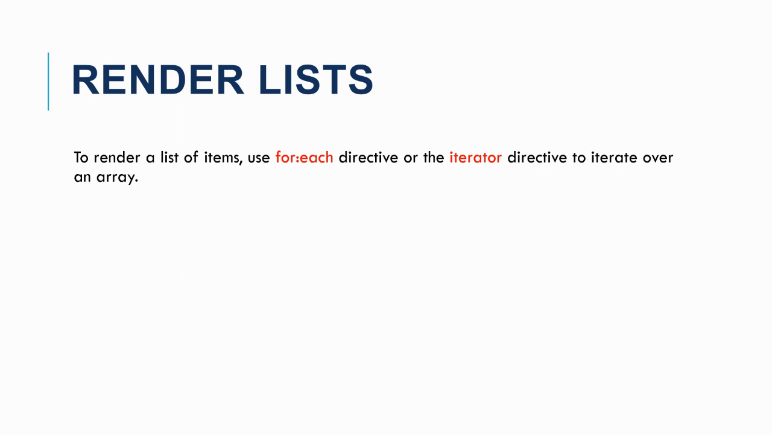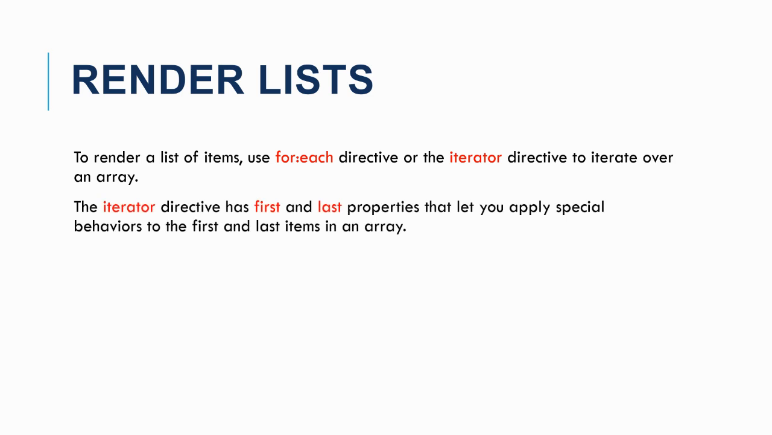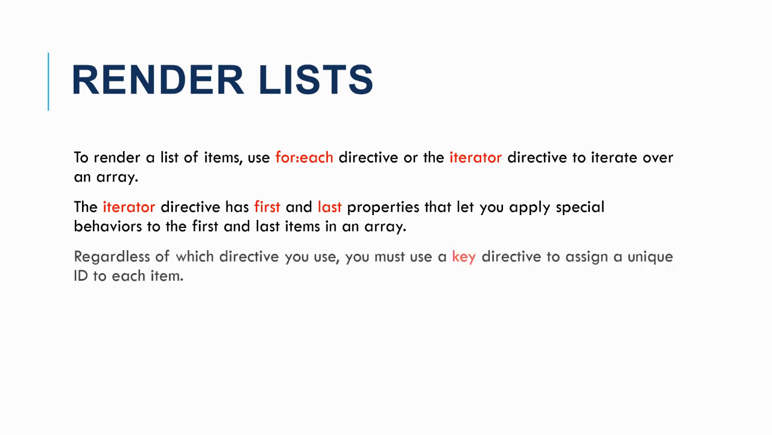These two directives are used when we want to iterate over an array or over a list. Then there is the iterator directive, which has some special properties like first and last. With the help of iterator, we can directly find the first and last element of a list, and then we can apply any operation based on these two properties.